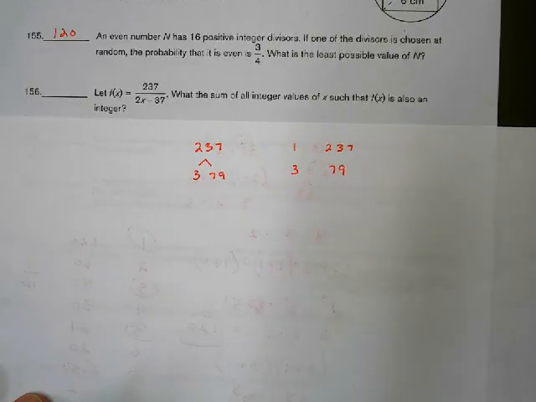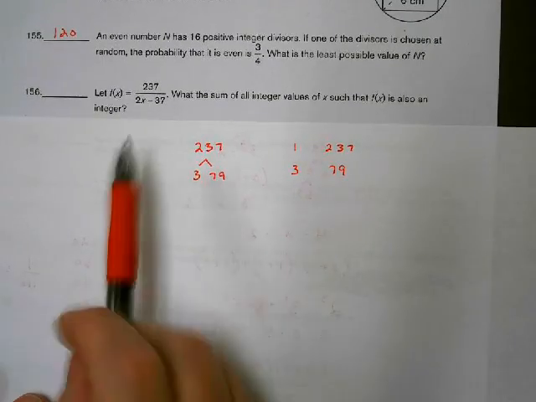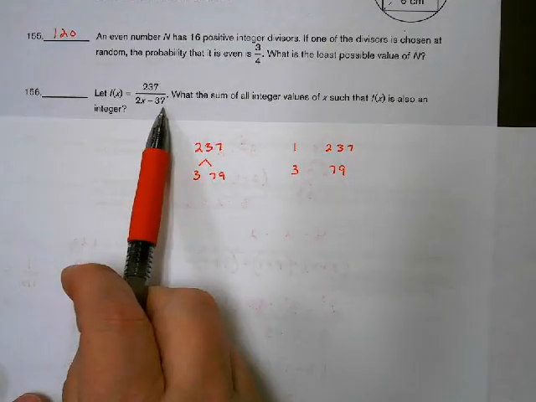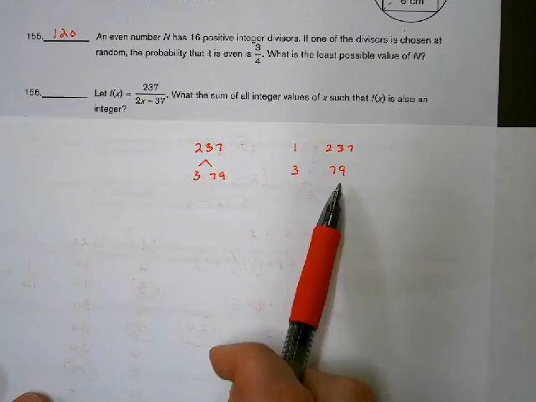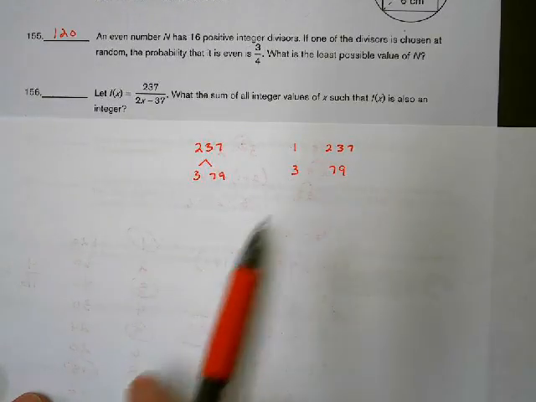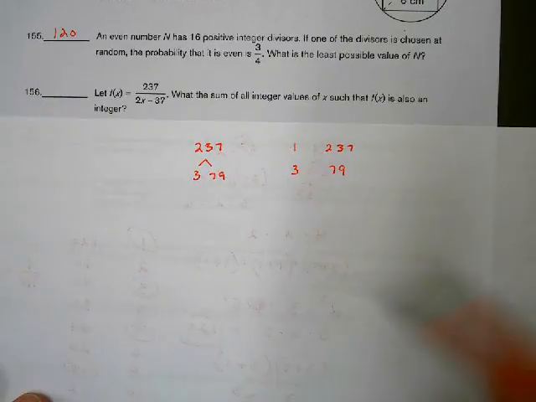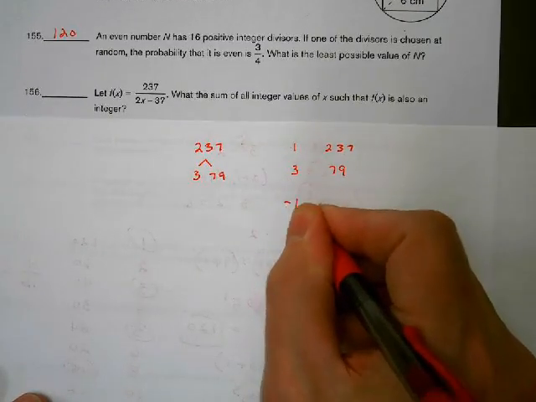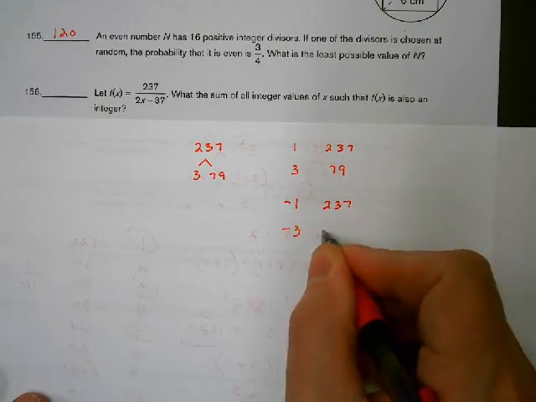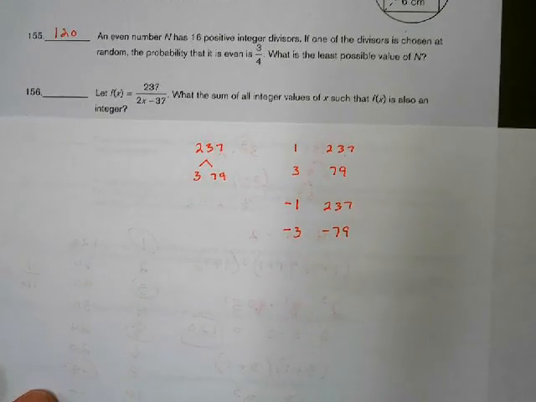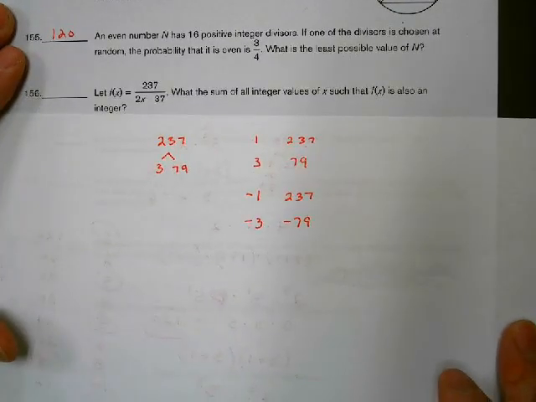So 2x minus 37 could be 1, it could be 237, it could be 3, or it could be 79. But you have to think through the problem. It says integer values, so negatives are okay too. So then we could also use -1, -237, -3, and -79. This was my mistake the first time I did this. I only did the positive ones. So at this point, we know that the denominator can be any of these 8 numbers.